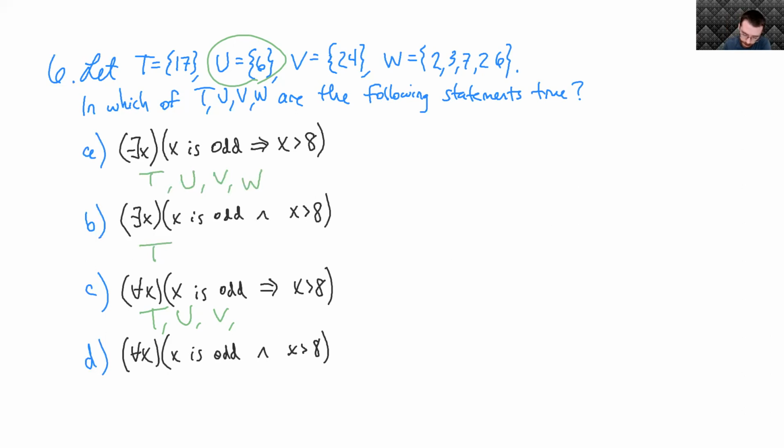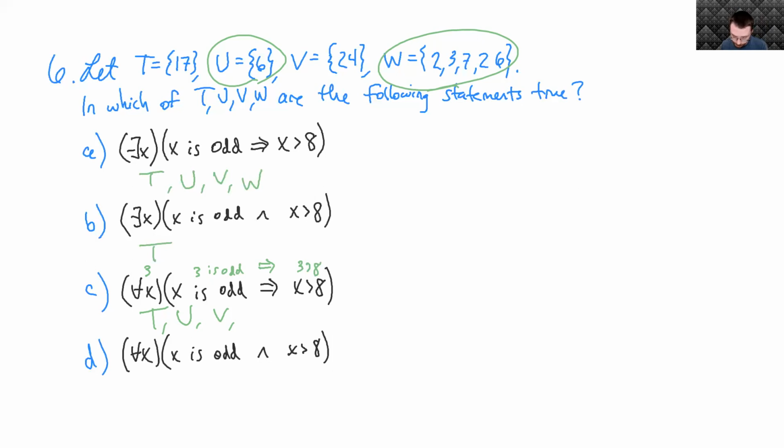Okay, W, is it true that for all x in W, this statement holds? Okay, well, if it's true for all x, it would have to hold for, say, 2. Okay, so 2 works, right? 2 is odd does imply 2 is greater than 8, because 2 is not odd. Okay, it would have to work for 3, so let's check 3. Okay, 3 is odd. 3 is odd implies 3 is greater than 8.